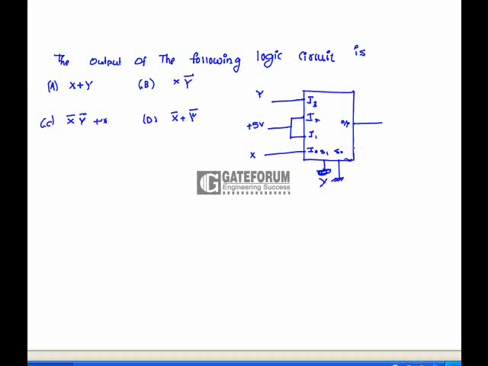The output of the following logic circuit is, see, before deciding what kind of logic it is performing, we have to write the truth table for this particular figure. So then only we can decide what kind of logic function it is performing. S0 is always 0. If S1 and S0 both are 0, output is X. If S1 is 1, output is 1.